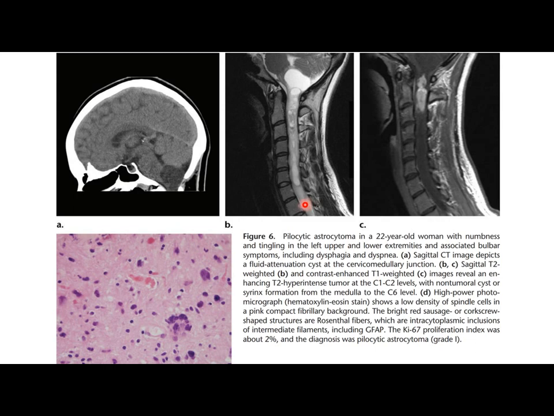This is a pilocytic astrocytoma. On the sagittal CT, there is fluid attenuation at the cervicomedullary junction, and on sagittal T2 and T1 weighted images there is significant cord edema with an enhancing mass at the upper cervicomedullary junction, with a cystic component at its upper pole. So there is an enhancing component and a cystic component, and the spinal cord is involved by syrinx. These are all syrinx, dilatation of the central canal.